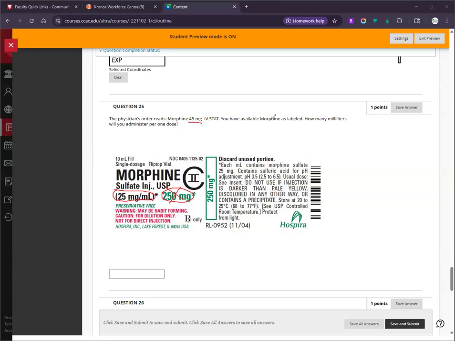And then you would just take your 45 over the 25 times your 1 ml, and then you would get your answer, which is 45 divided by 25, 1.8 ml.